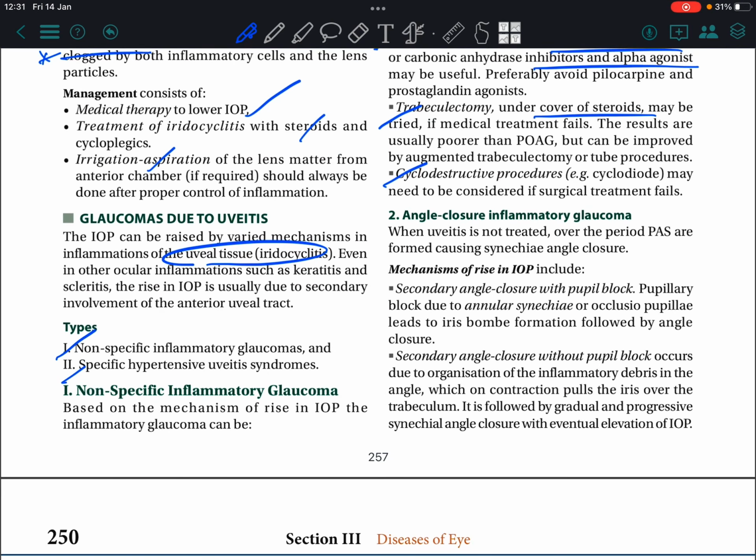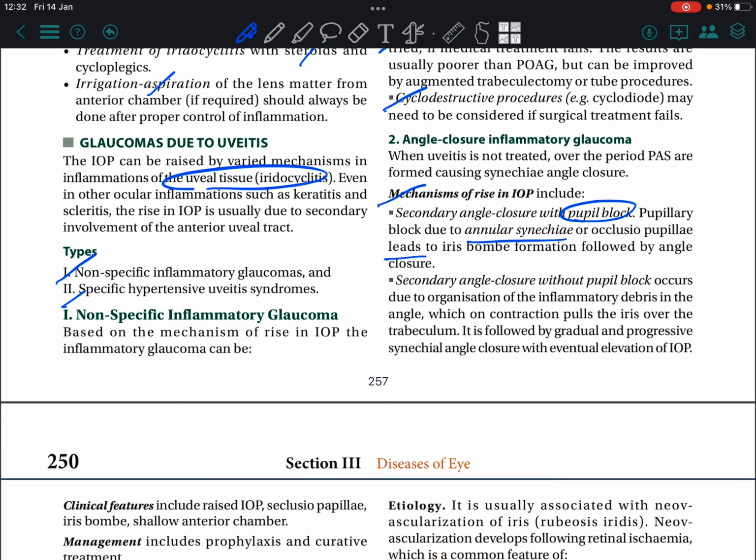Angle closure inflammatory glaucoma. Mechanism of rise in IOP. Secondary angle closure with pupillary block. Pupillary block due to annular synechiae or occlusio pupillae leads to iris bombe formation.